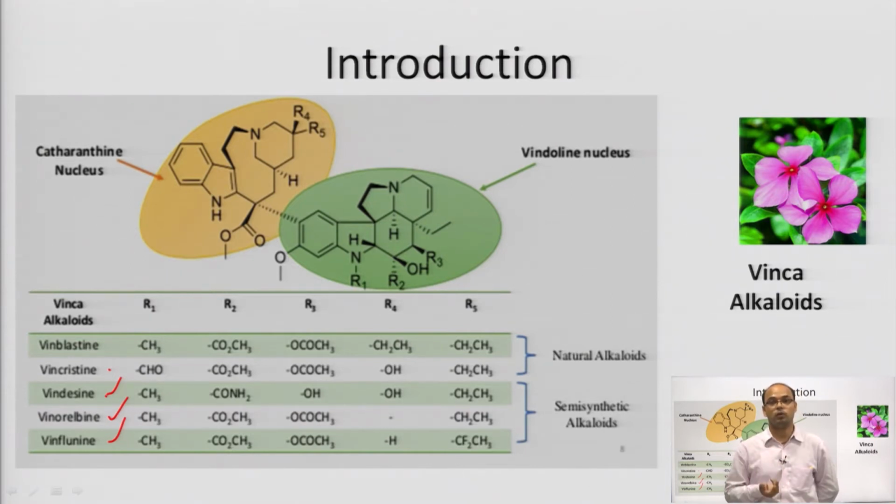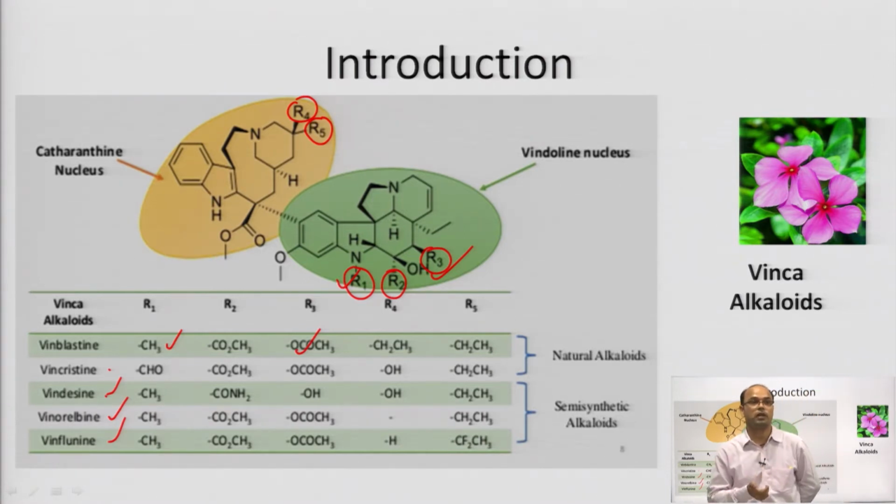If we want to classify the alkaloids on the basis of the structure, you can see there are certain functional groups attached at R1, R2, R3, R4 and R5. On the basis of different functional groups at these positions, these alkaloids are classified as vinblastine and vincristine. If R1 is CH3, R2 is COOCH3, R3 is OCOCH3, R4 is CH2CH3, and R5 is also CH2CH3, in this case you call the compound vinblastine.